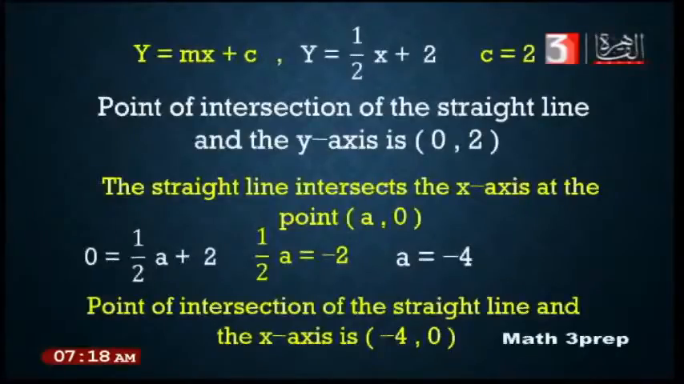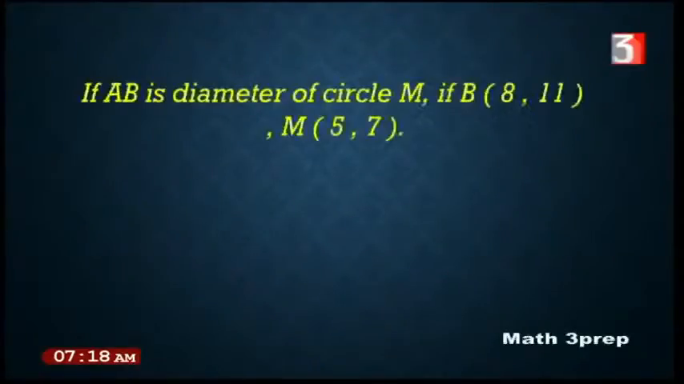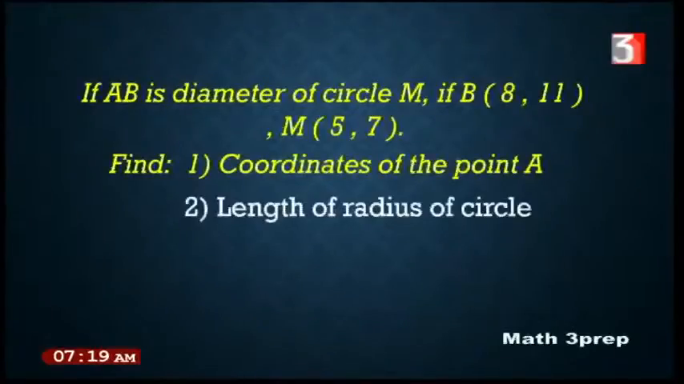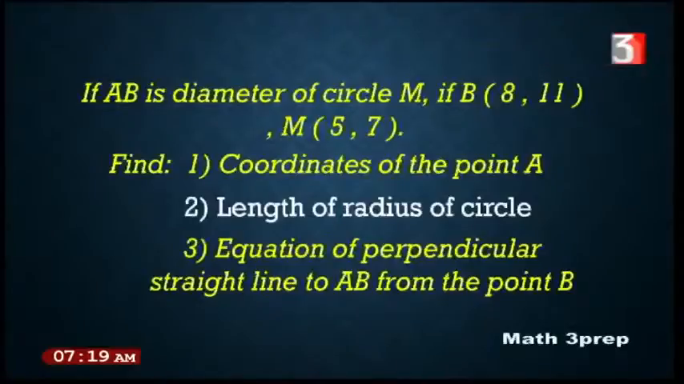Another example. If AB is a diameter of circle M, B is (8, 11), and M is (5, 7). Find the coordinates of the point A, then find the length of the radius of the circle, and finally the equation of the perpendicular straight line to AB from the point B. It means that I want you to find the equation of the straight line perpendicular to AB and passing through the point B.